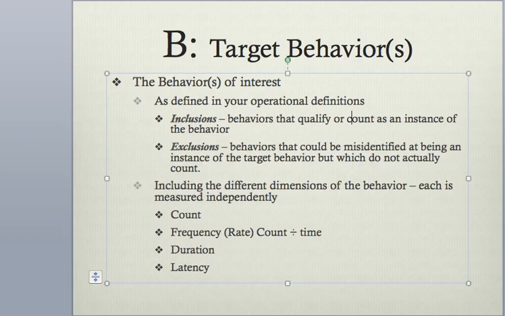You want to make sure that your operational definitions have inclusions, what behaviors qualify or count as an instance of the behavior, and exclusions, which behaviors could be misidentified as being an instance of the target behavior but really don't count. And you want to include the different dimensions of the behavior, and each one would be measured independently. So are you going to count the number of times it happens? Are you interested in a rate, like how many times per minute? So you'd need to do frequency counts, or rate, where frequency or rate is where you count and then you divide by the amount of time that you were observing, or duration or latency. And each one of these measures will require a different kind of measurement. And remember, we recommend that you do at least 2 or 3 of them.